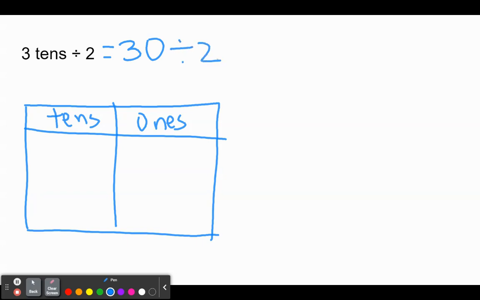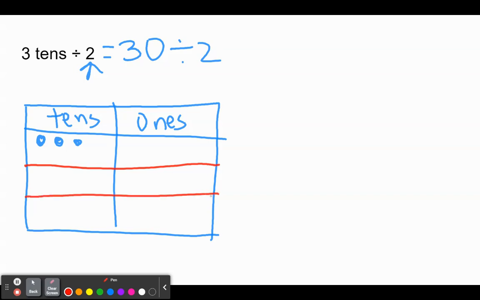Now we have 3 tens. Let me draw my 3 tens. 1, 2, 3. And I don't have any ones. But I know that I need to divide 3 tens into 2 groups. So let me draw my 2 groups. And let's start dividing. I have 3 tens, so I can put 1 ten in each of my 2 groups. But I have 1 ten left over.